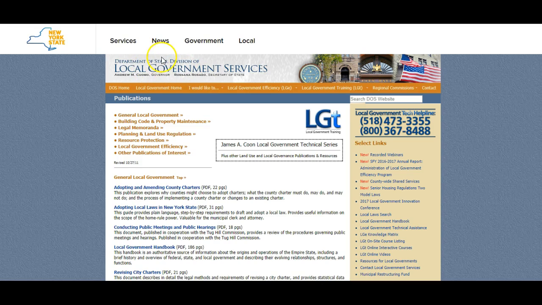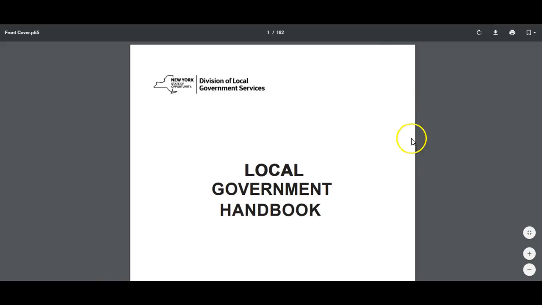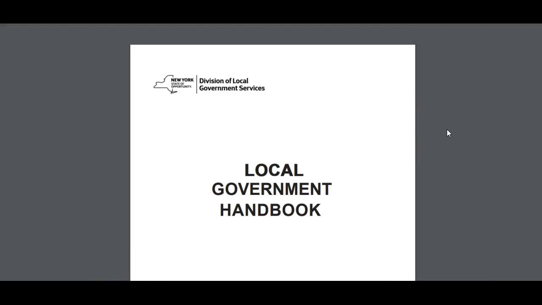And so New York has a whole department of local government services, how to adopt local laws. So here's sort of the general rules within New York for municipalities, and New York actually also has a local government handbook.